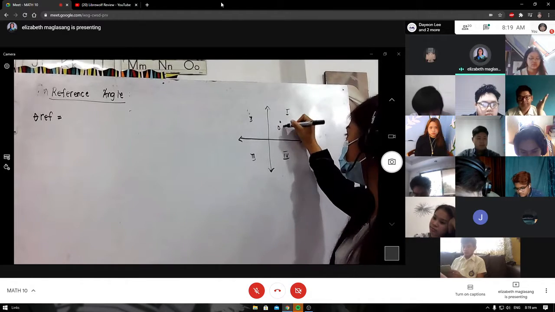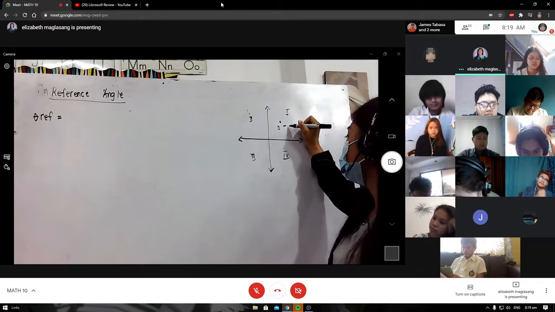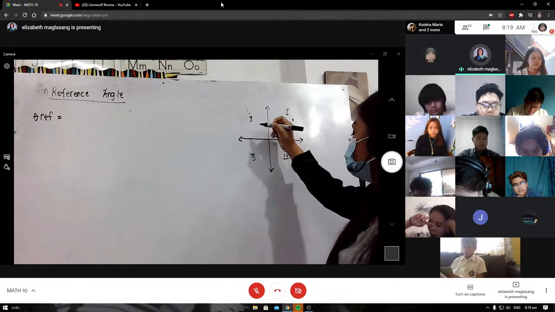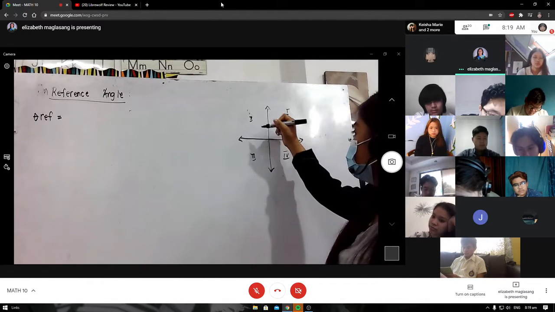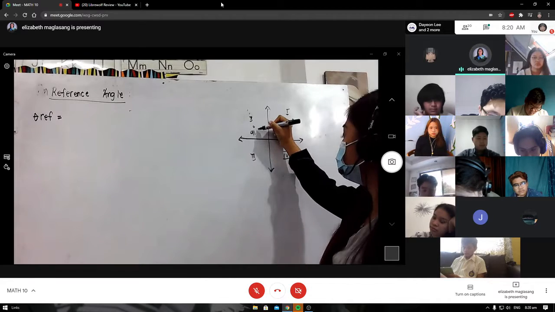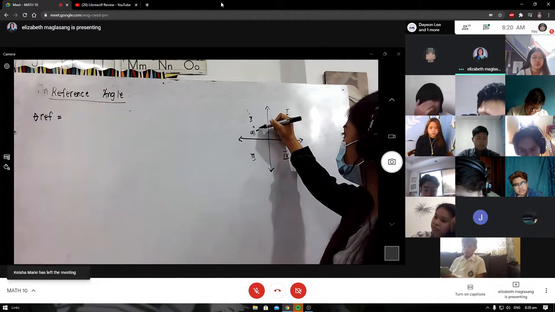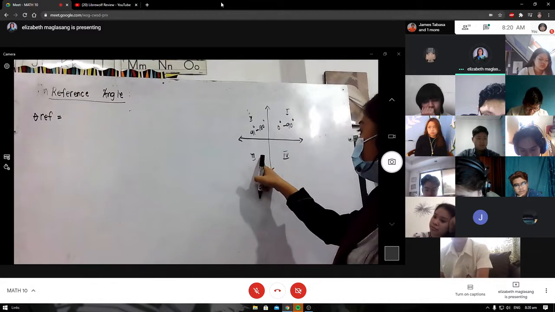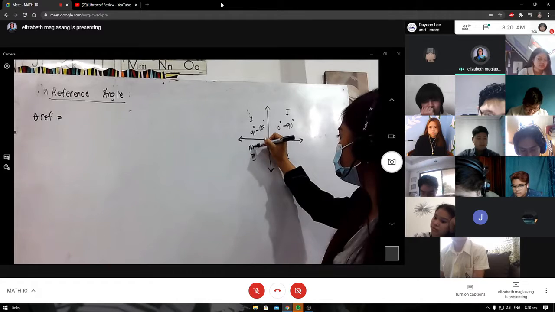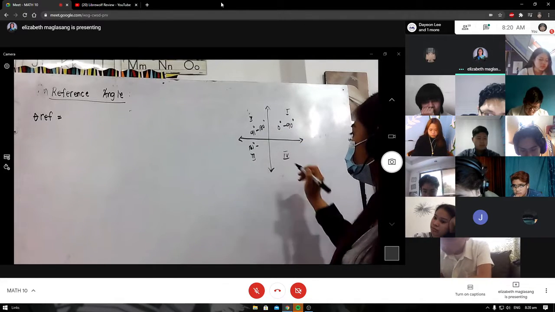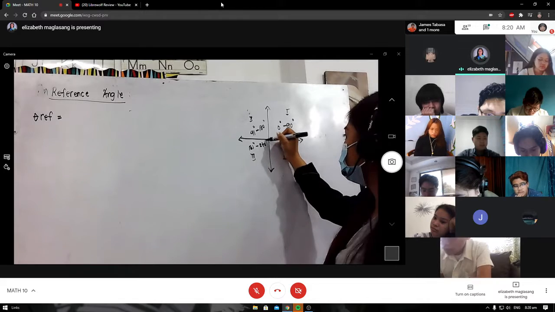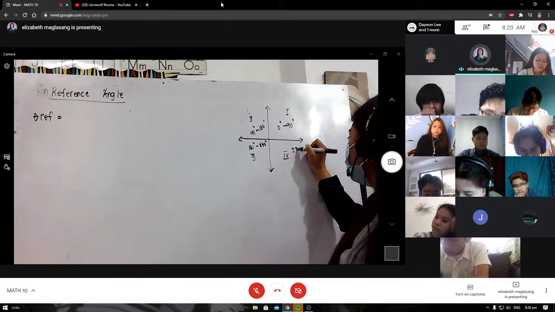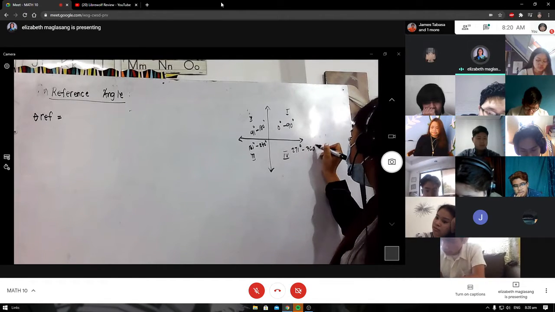From 0 degrees to 90 degrees. In quadrant 2, 91 degrees to 180 degrees. In quadrant 3, 181 degrees to 270 degrees. In quadrant 4, 271 degrees to 360 degrees.